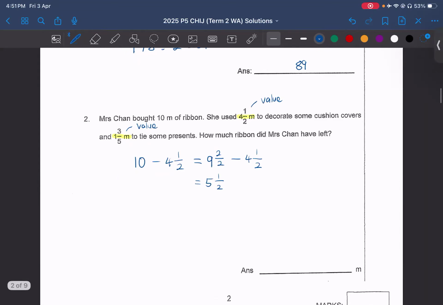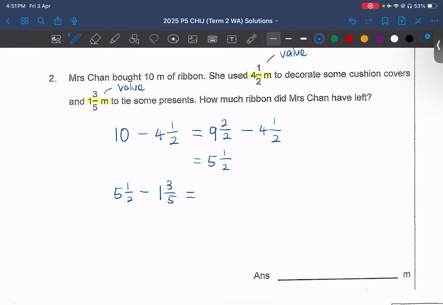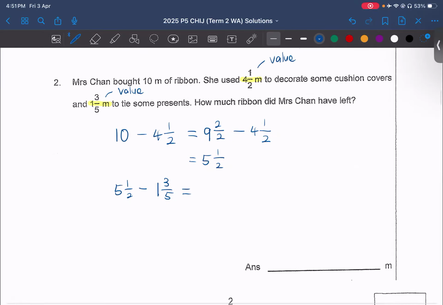Then next, she used 1 3/5 meters to tie some presents. So what we have left after decorating the cushion covers, which is 5.5, we subtract away the length that we used to tie the presents, which is 1 3/5. For this step, you realize that you actually have 2 unlike fractions. So what you should do first is to make the denominators the same.